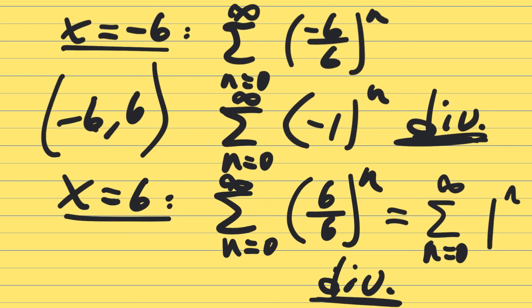There are times when one of the two endpoints lead to a convergent series. So if a number gives you convergence, use a bracket. If not, keep parentheses. Hope this helps.